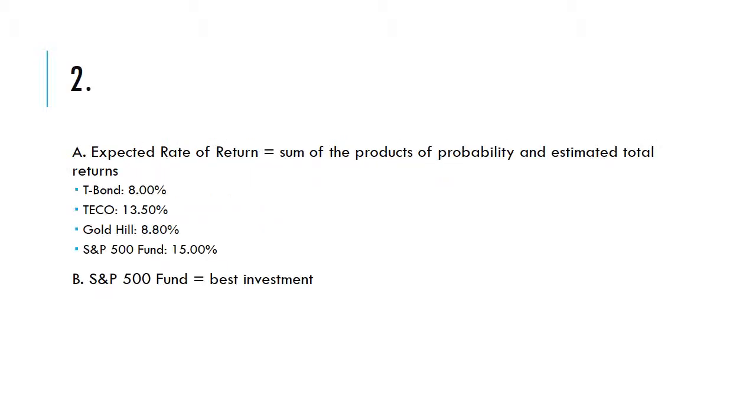Okay, so the answer to the second question is that the expected rate of return equals the sum of the products of probability and estimated total returns. The expected rate of return on each of the four alternatives is as follows. The T-bond is 8%, TECO is 13.5%, Gold Hill is 8.8%, and the S&P 500 fund is 15%. The investment with the highest return is the S&P 500 fund with 15%.